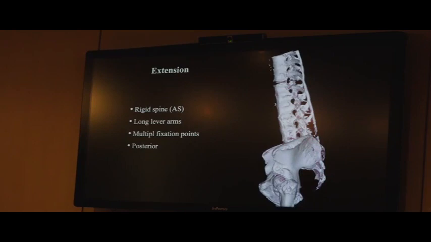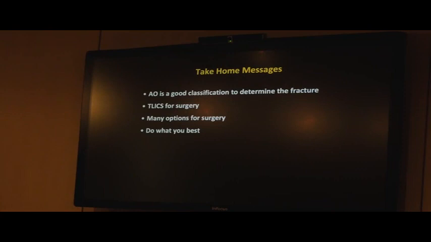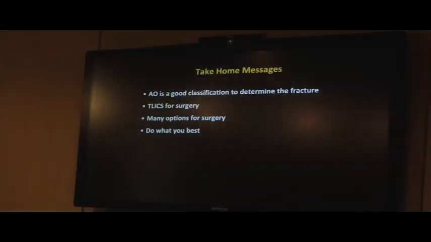Ankylosing spondylitis cases may need longer lever arms, so you have to increase the segments here. The thing that we have done here was we put intermediate screws. These intermediate screws mean you also insert screws in the fractured vertebra here, and we used double rows here. So take-home messages are: AO is a good classification system to determine the fractures. Use TLICS classification for surgery. If it's greater than 5, you need surgery. You have many options, but the main message here is do what you can do best.